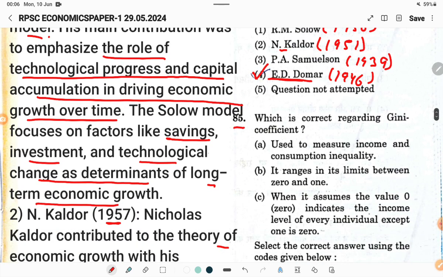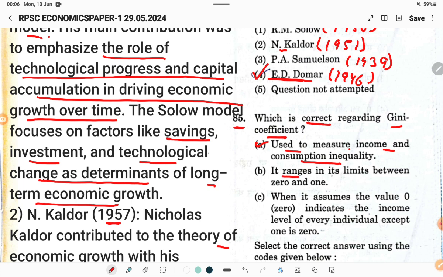Now the next question is 85, which is correct regarding Gini coefficient. So the A, used to measure income and consumption inequality. The Gini coefficient is indeed used to measure both income and consumption inequality. It provides a numerical representation of the degree of inequality within a distribution, whether it's income or consumption. So the right statement here is first one.